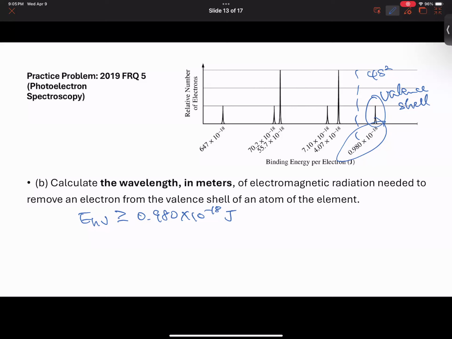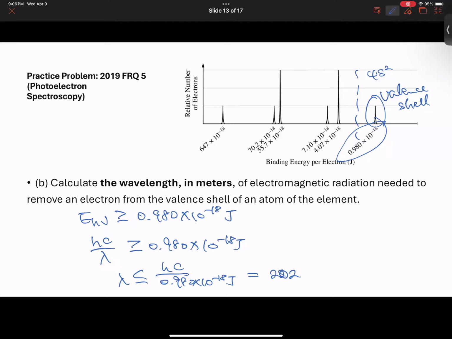Leaving this material, the energy is hν, which is hc over λ. Planck's constant and the speed of light are constants. This must be bigger than 0.980 times 10 to the negative 18 joules. So λ must be smaller than hc over 0.980 times 10 to the negative 18 joules. When you plug in Planck's constant, 6.626 times 10 to the negative 34 joule-seconds, and the speed of light, 3.00 times 10 to the 8 meters per second, the answer is 202 nanometers. So λ must be less than 202 nanometers.